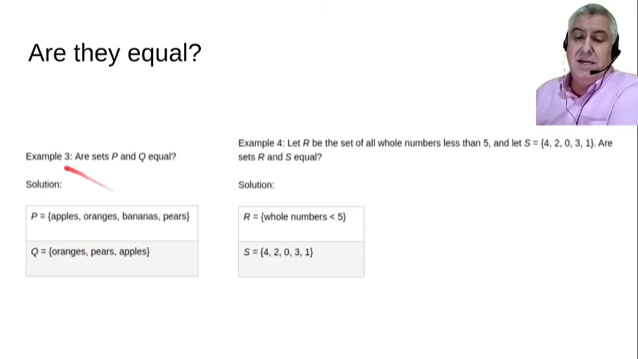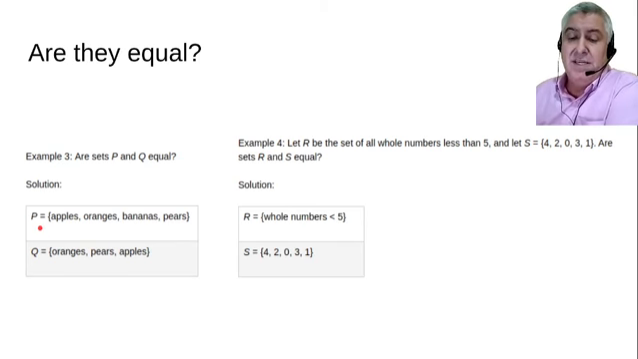So let's look at example 3 and see if P and Q are equal. So here, apples, oranges, bananas, and pears. It has 4 elements, and this one, oranges, pears, and apples. They don't have the same number. This one has 3, this one has 4, so they can't be the same. And in sets, we can't have the same element twice. You can only put the one element in once, so automatically we know these are different. But if we really want to go in, we can see oranges here, and pears here, and apples here, and this one has bananas, and this one doesn't have bananas.